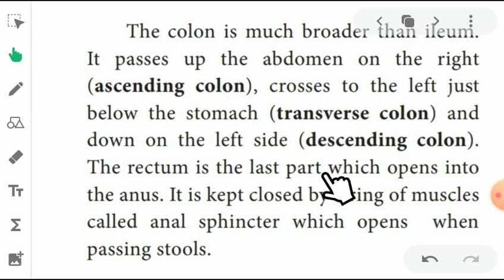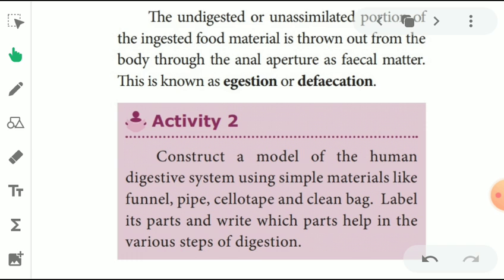The rectum is the last part, which opens into the anus. It is closed by a ring of muscles called the anal sphincter, which opens when passing stool. Stool means excretory undigested waste food. The undigested or unassimilated portion of the ingested, that is swallowed, food is thrown out of the body through the anal aperture as fecal matter. This is known as egestion or defecation.